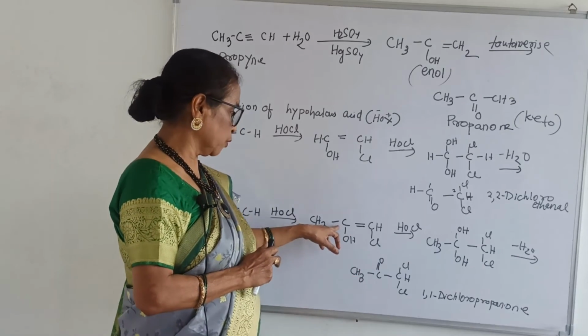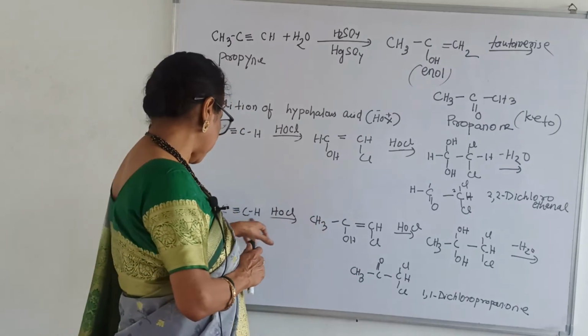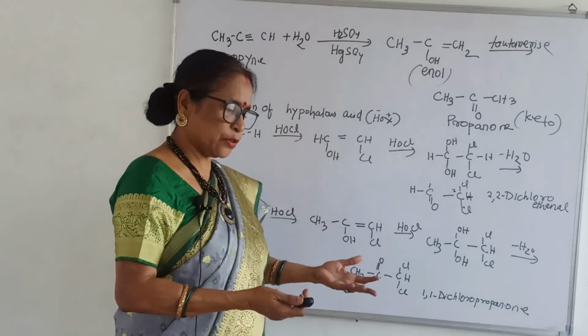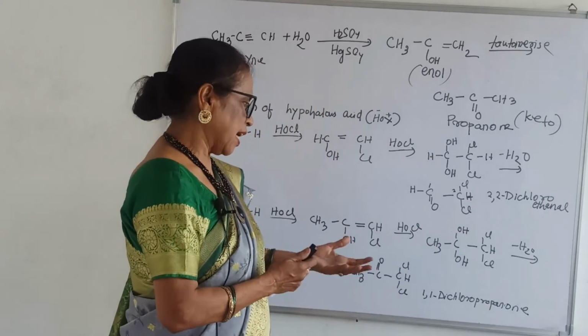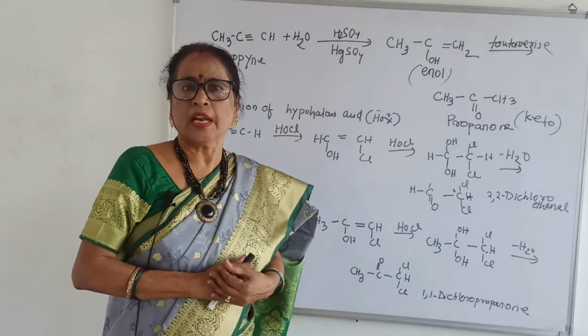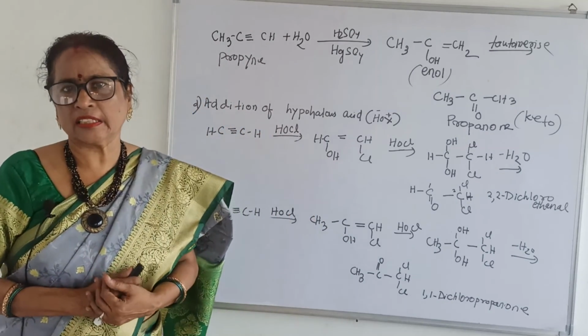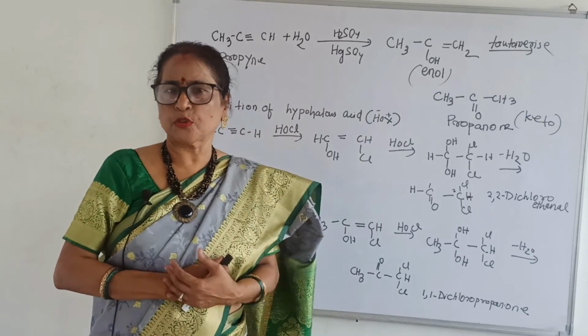Similarly, if you take propyne, which is unsymmetrical, with HOCl, here you follow Markovnikov's rule. The negative part, OH, comes to the carbon which contains the least number of hydrogens. Again HOCl, again on this carbon, and now 1,1-dichloropropanone is produced.